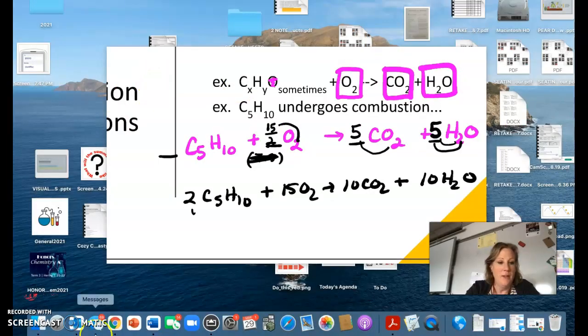I hope that helps you predict products of the 5 types of chemical reactions.